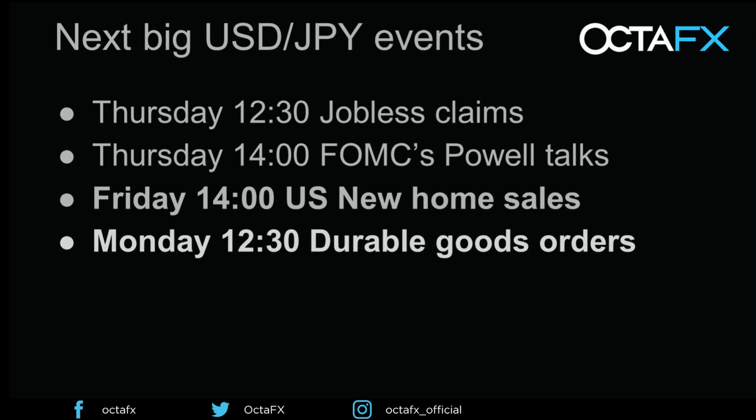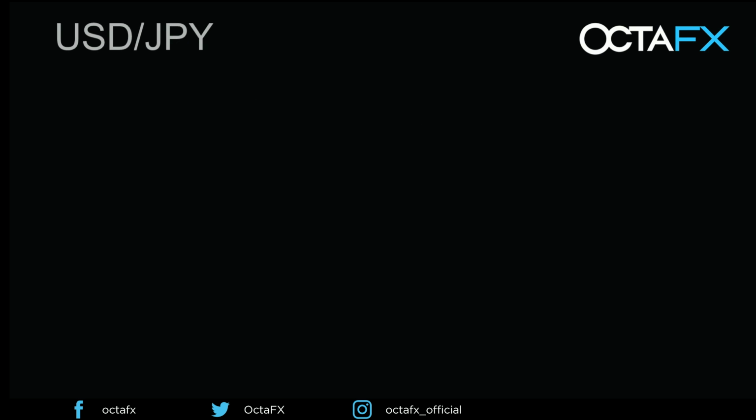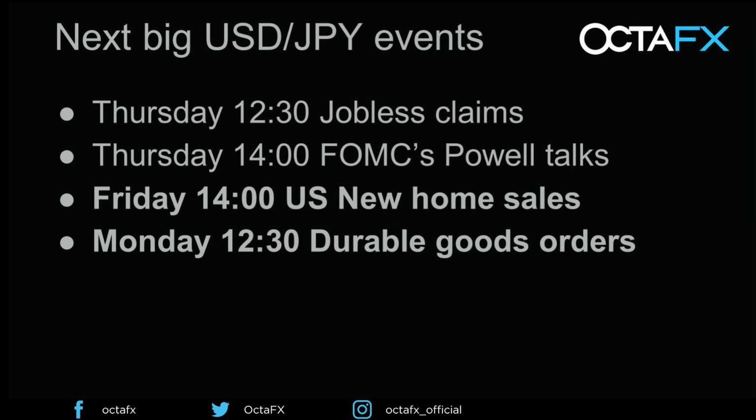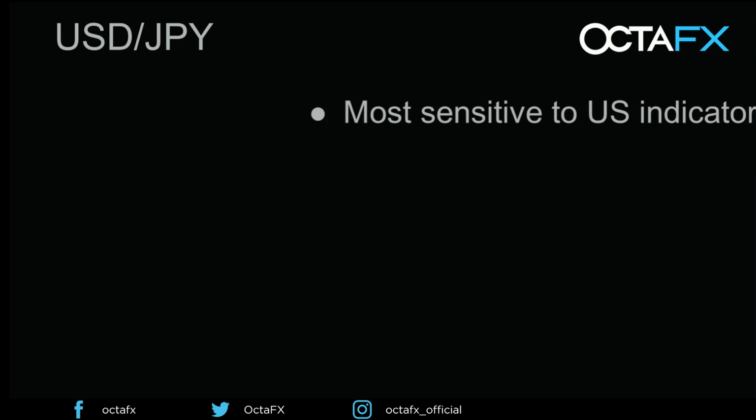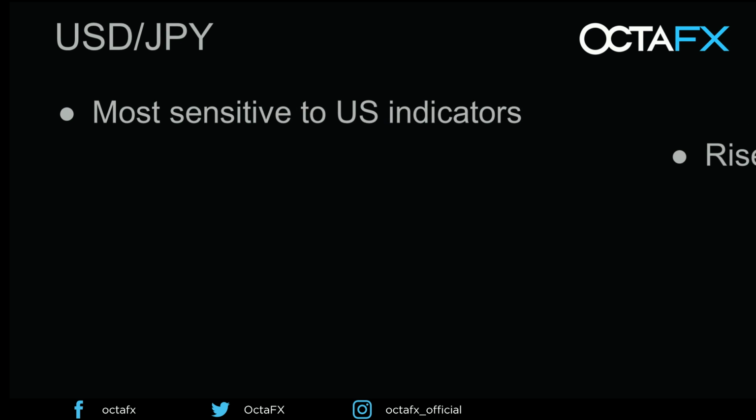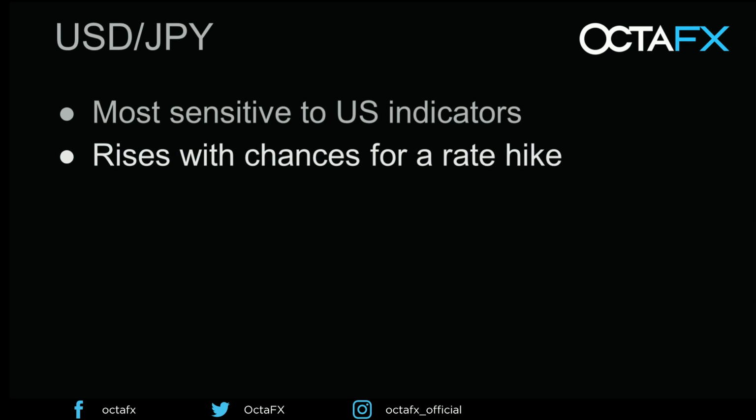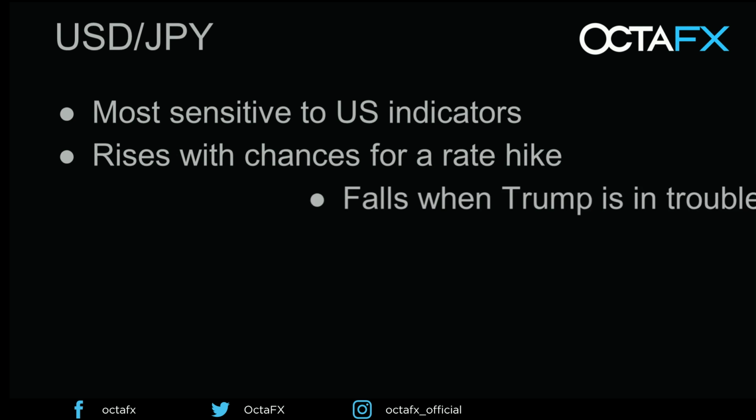A look into next week. We have on Monday, 12:30 GMT, the durable goods orders. And then we have other figures, but we'll talk about them next week. But this is an event worth mentioning. This is already a top tier one. In general, dollar yen is sensitive to US indicators, rising with the chance of a rate hike, and in this case falling with lower chances of a rate hike.